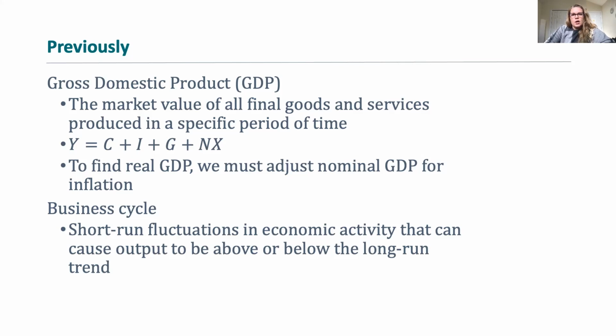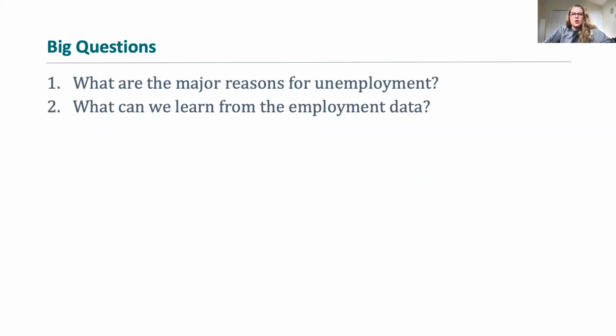We experience what we call business cycles. These are short-run fluctuations in economic activity that can overall cause output or production to be above or below the long-run trend. What we're going to look at today is one of those short-run trends, which is unemployment.